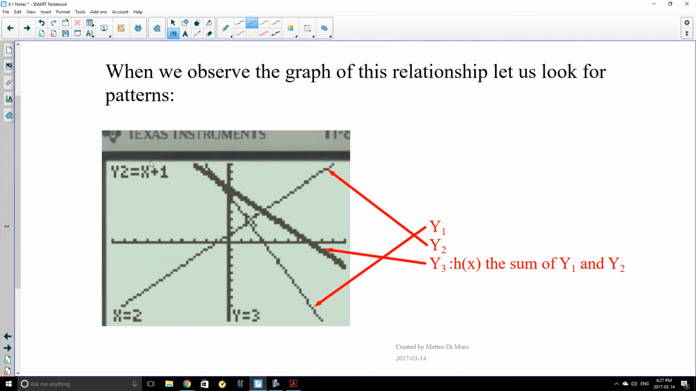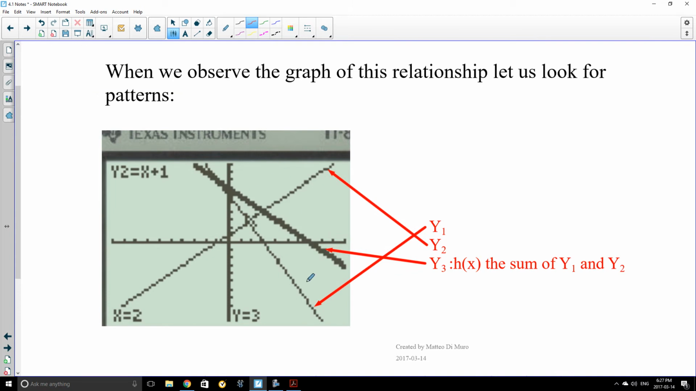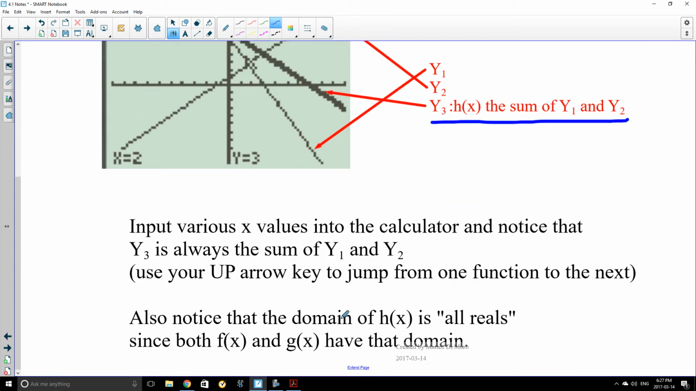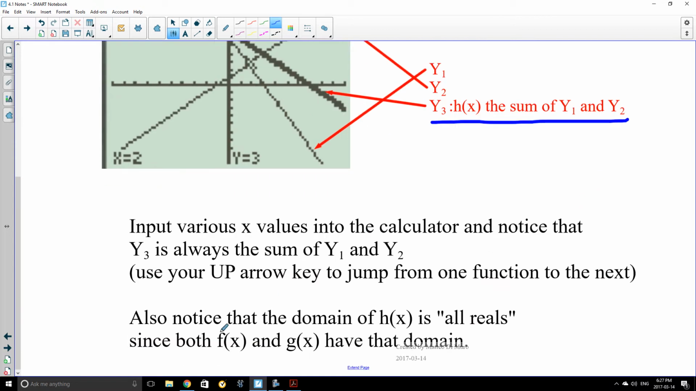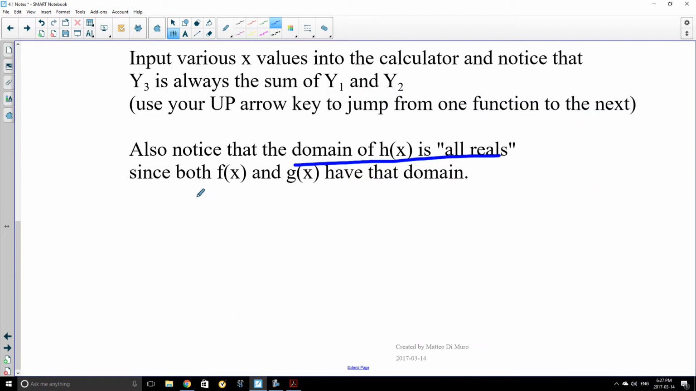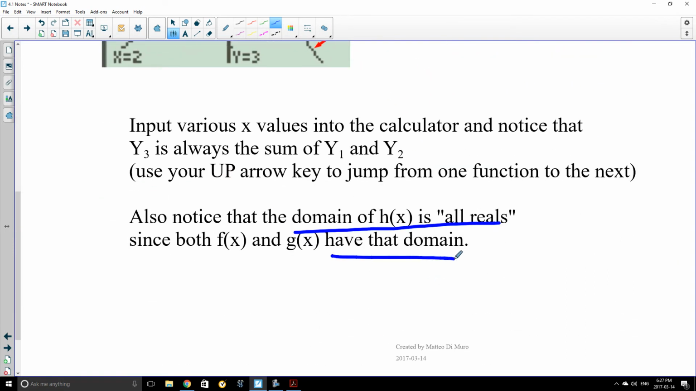So here it is on the graphing calculator. I have everything labeled here. The important thing to notice is that our new function is literally just the sum of the y's in the first one and the y's in the second one. As far as domain, in this case our domain doesn't change. It's still all real values, because f of x and g of x have that domain. That's not always the case, but for addition, that's what's happening.